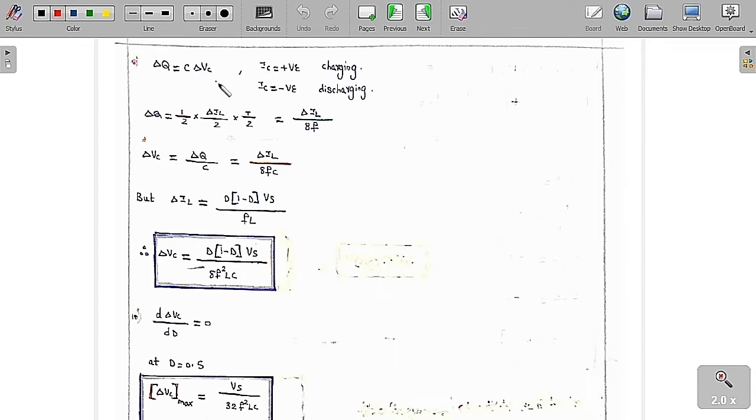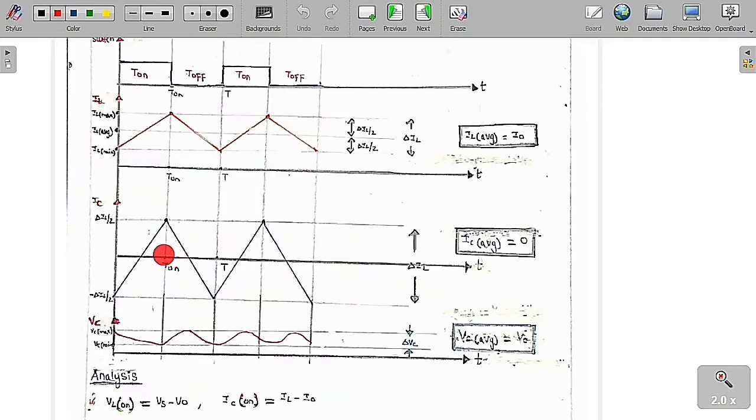You can see clearly that IC positive means the capacitor is charging, and IC negative means the capacitor is discharging. Now I want to find the amount of charge present, which is half into delta IL by 2 into T by 2, equal to delta IL by 8F. I want to find how much charge is used by this capacitor in this area.